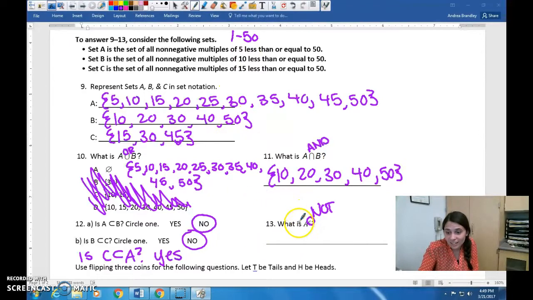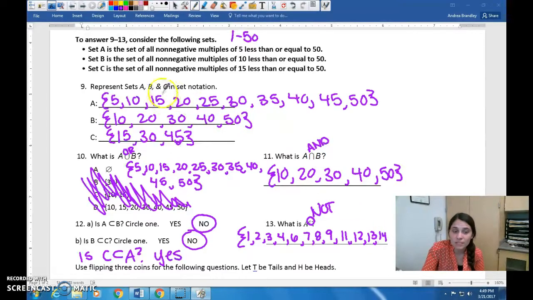It's going to take us a while to list A complement because we have to list all the numbers that are not in A. So I'm probably not going to write them all out right now, but I'm going to show you the process. A has 5, but it doesn't have 1, 2, 3, or 4. Then I would skip 5 because A has 5, and go to 6, 7, 8, 9, and then skip 10 because A has 10, 11, 12, 13, 14, and then skip 15 because we have 15, go on to 16, and you kind of get the idea. So I would go through and list all of those numbers that are not in set A.